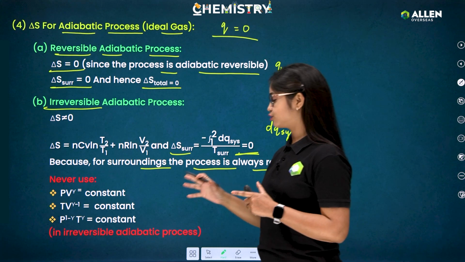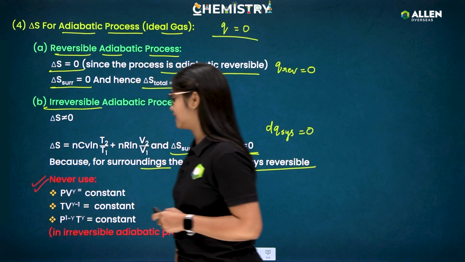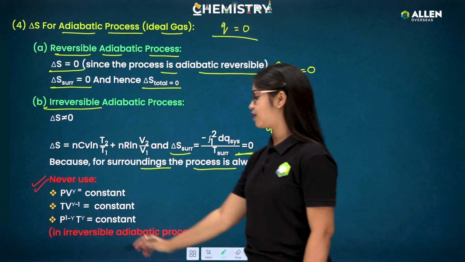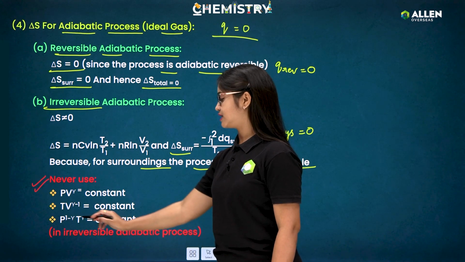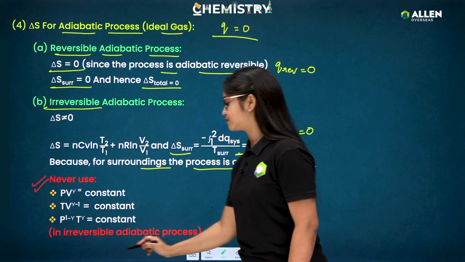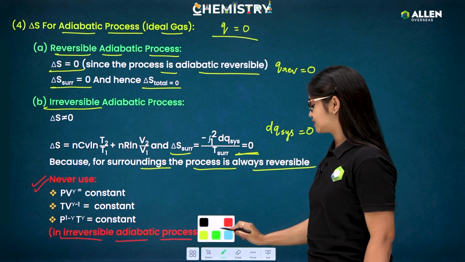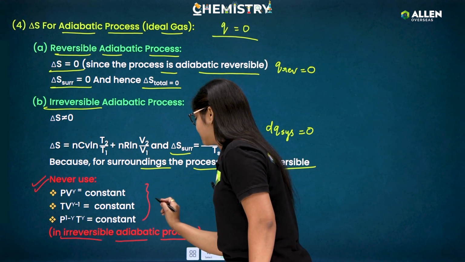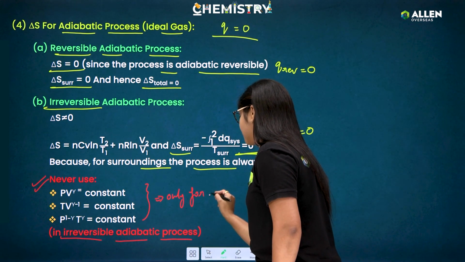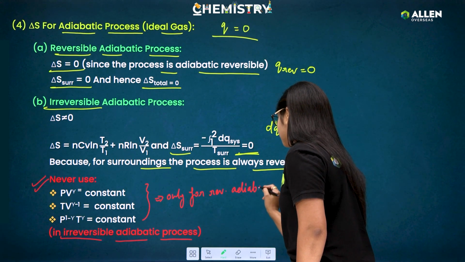Now this is a very important point. You have to keep this point in your mind: never use these relations, PV^gamma equal to constant, TV^(gamma-1) equal to constant, and P^(1-gamma) T^gamma equal to constant, for irreversible adiabatic process. These relations are used only for reversible adiabatic process.